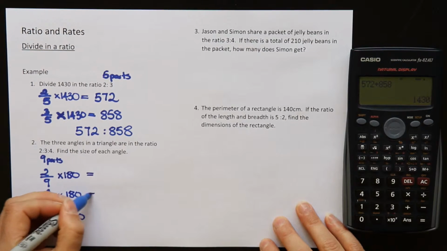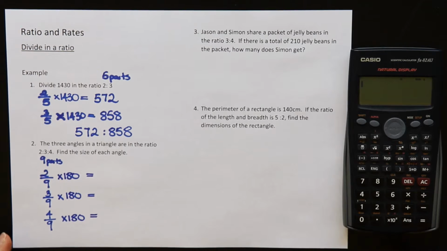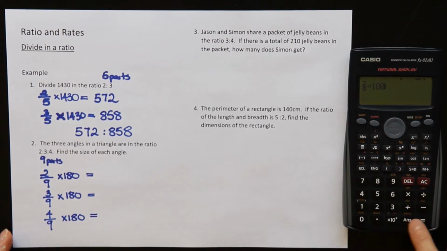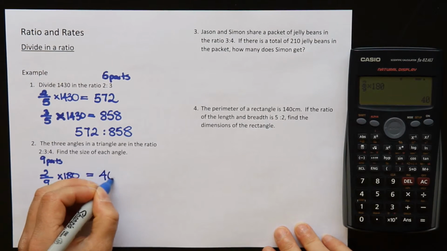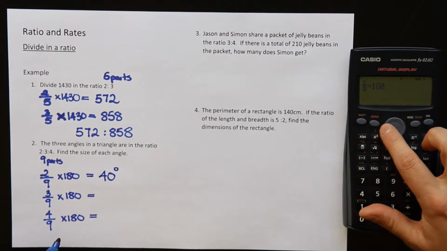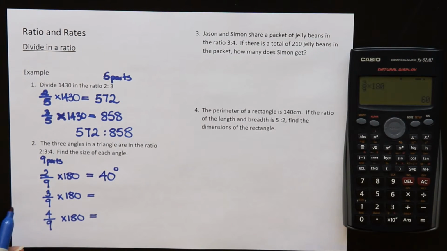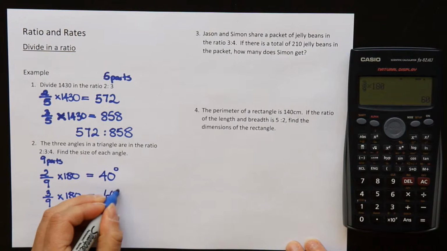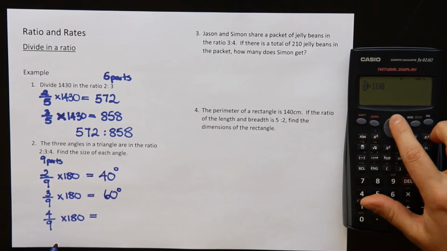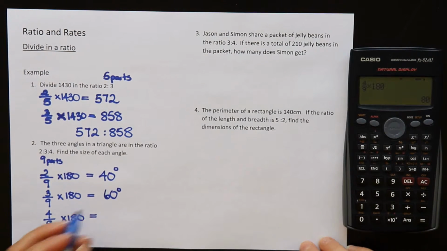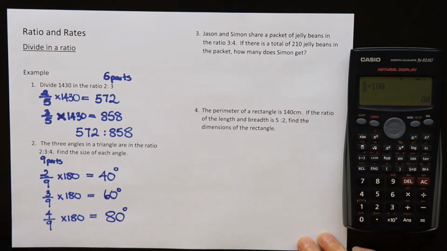So let's calculate each of those amounts. 2/9 times 180 is 40 degrees, would be my first angle. Okay, then 3/9 is 60 degrees. And the last one, 4/9 is 80 degrees. Okay, so the size of each of my angles is 40, 60, and 80 degrees.